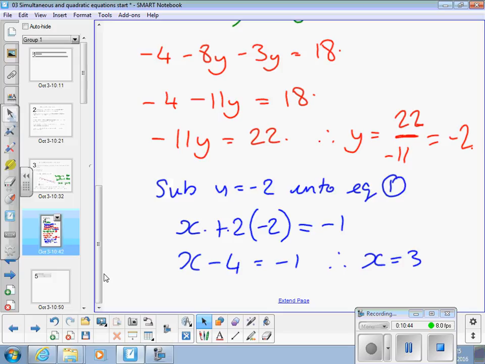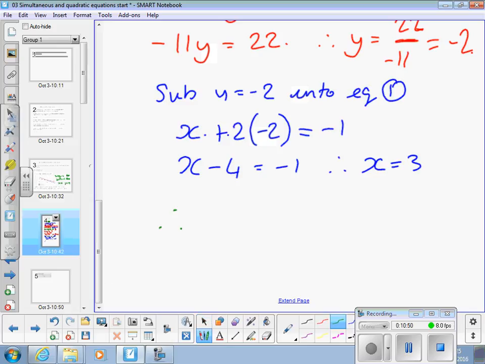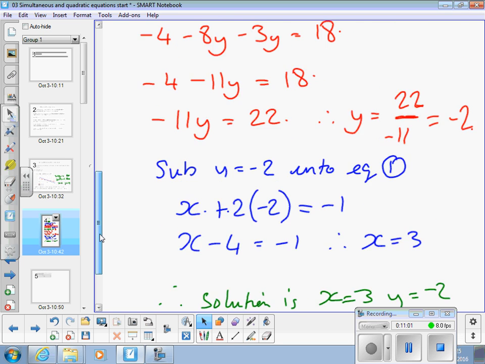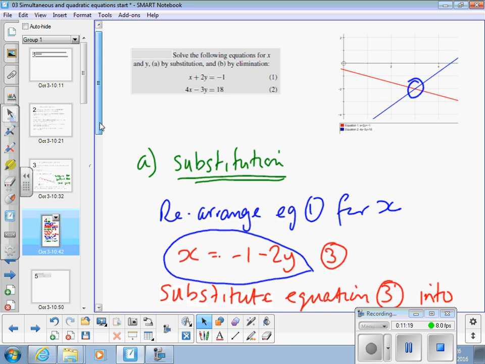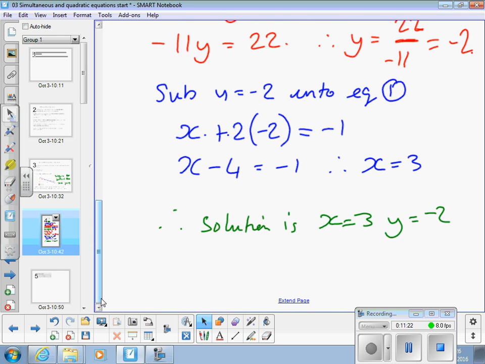Yeah. So the final solution to this is x equals 3, y equals minus 2. And does that look right to the graph that was in the question in the first place? Yeah, the two lines cross at the point x equals 3, y equals minus 2. Okay, I'll put it back down. So that is solving that equation using the substitution method.